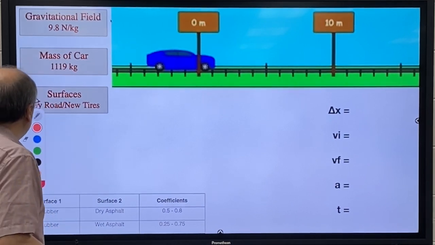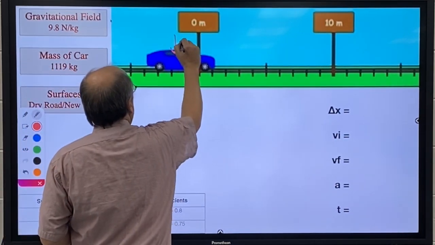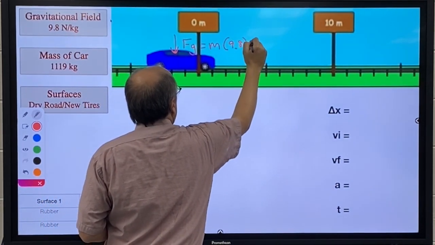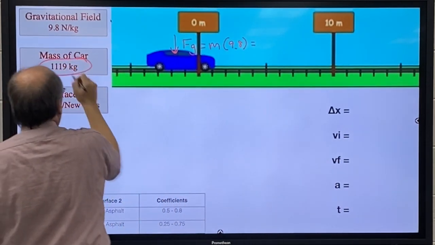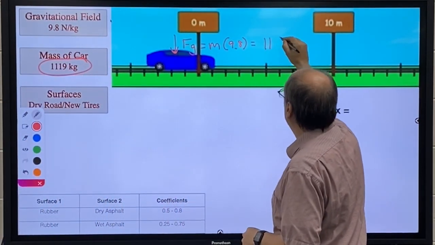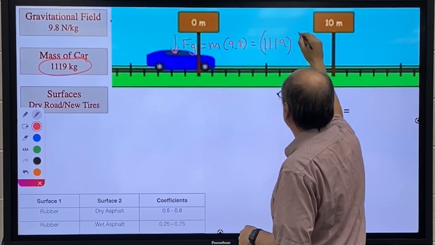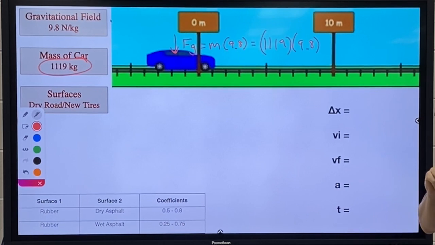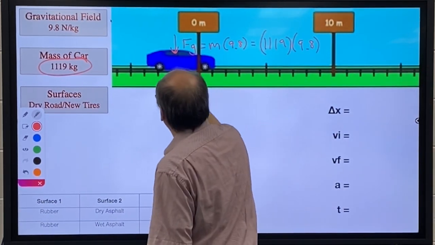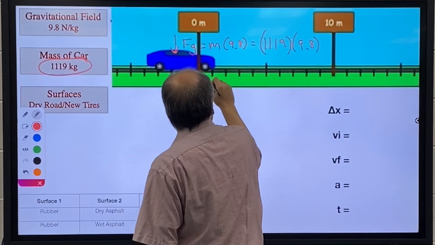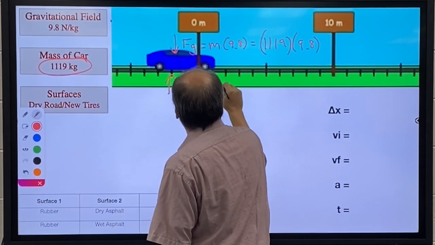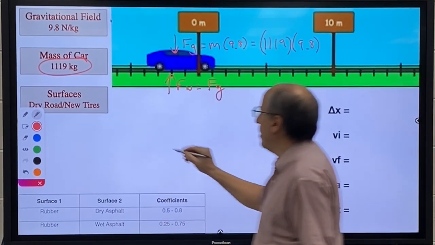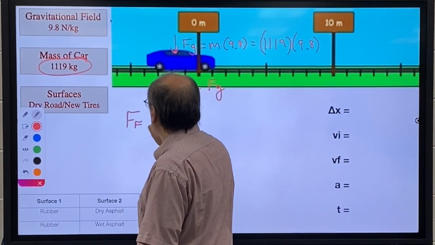Okay, so step one, you find the force gravity. It tells us that the mass of our car is 1,119 kilograms. Multiply that by 9.8 and get your force gravity. Force normal will be the exact same value. So whatever value you had for force gravity, put it in as your force normal. Okay, then you're going to use your friction equation.